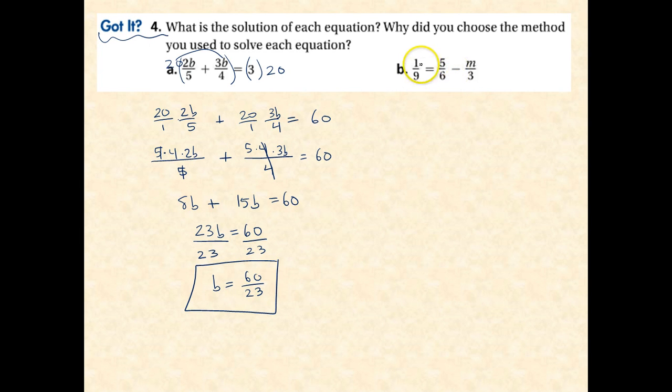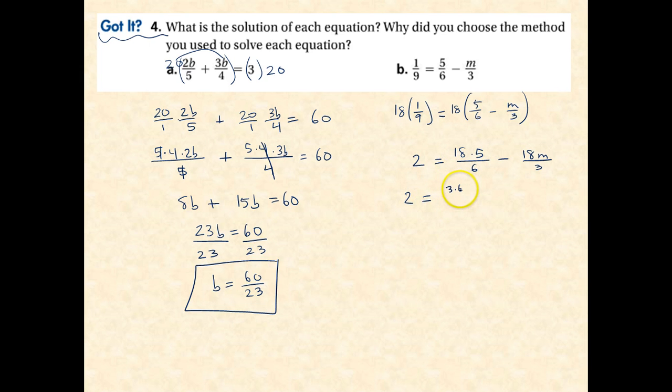Let's see. What could I multiply everything by over here? Let's see. 3 goes into 9, but 6 doesn't go into 9. But 3 times 6 is 18, and 9 goes into 18. So if I was to multiply everything by 18, I would get, this would be 18 over 9, which is 2. And then I got 18 times 5 over 6 minus 18m over 3.